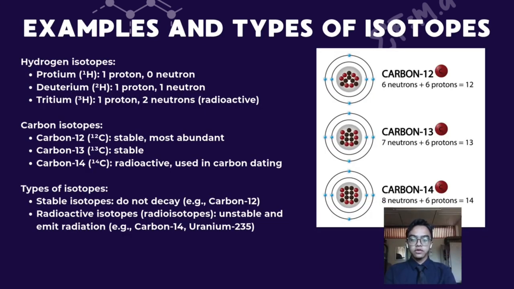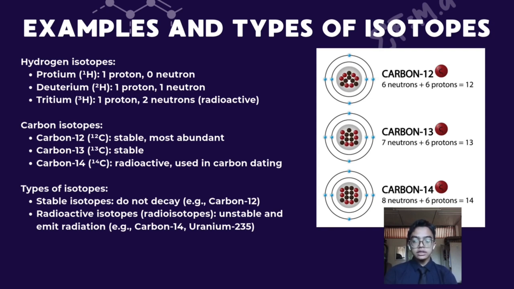Next, we're going to talk about examples and types of isotopes. First, hydrogen isotopes. Hydrogen has three examples. First, protium, which has one proton and zero neutrons. Second, deuterium, which has one proton and one neutron. Third, tritium, which has one proton and two neutrons, and is also a radioactive type.